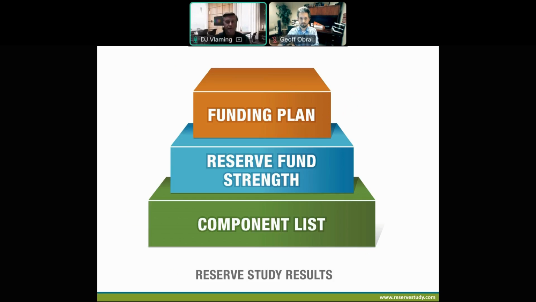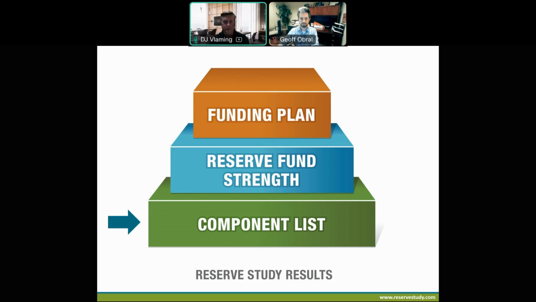A list of what you're reserving for is the component list. Now, this is the foundation of your reserve study. A measurement of reserve fund's strength is what we call percent funded. And then a plan to prepare for the expenses on that component list is your funding plan. So those first two results establish where you are now, like a current status. And the third is a recommendation of where to go from here. So when reviewing your reserve study, you want to make sure you can identify those three key results.